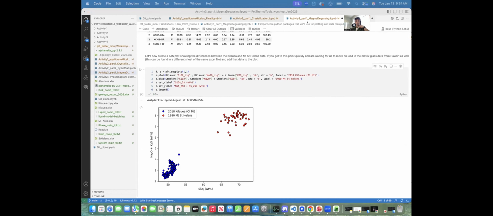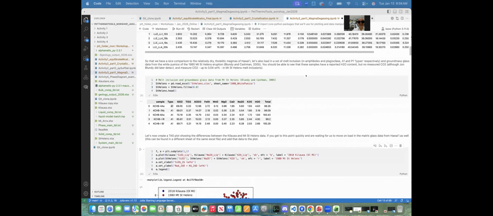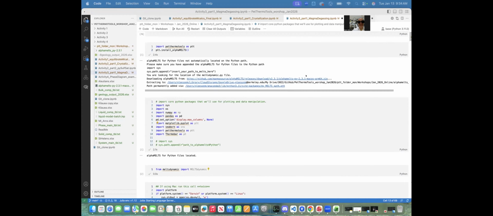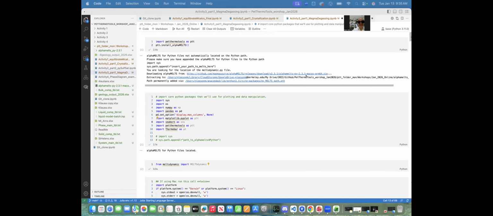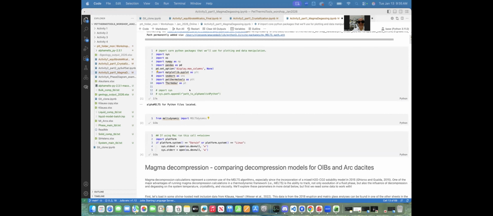Is that a raised hand, Dawn, or is it an I'm successful? I just had a quick question, can you briefly go over the extra code for the install again? Because I tried the from melts dynamic import and it came back, but I don't think I need it, I just want to understand the logic one more time.